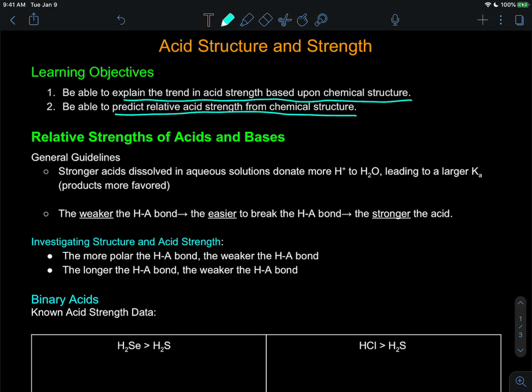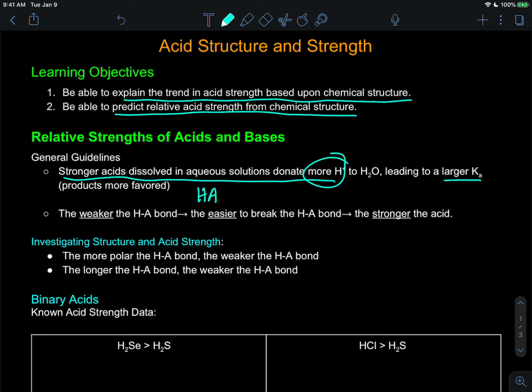So we think of some general guidelines that we're thinking about with regards to strengths of acids. The stronger the acid that's dissolved in water, the better it donates protons, or the more that it donates protons, which would correspond to a larger Ka value.